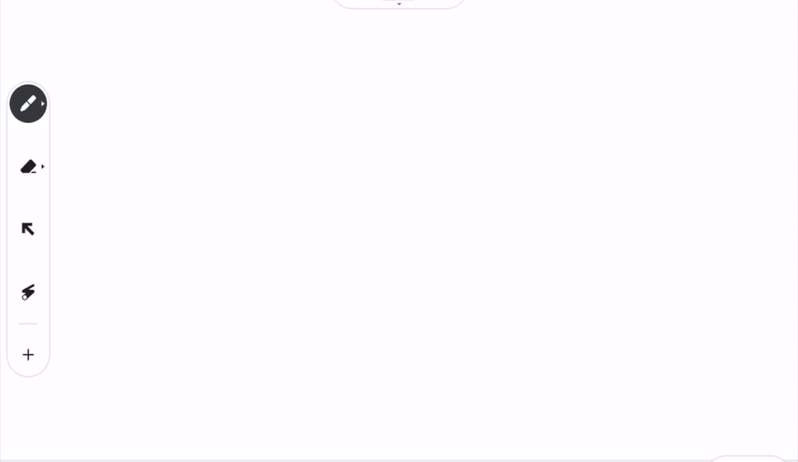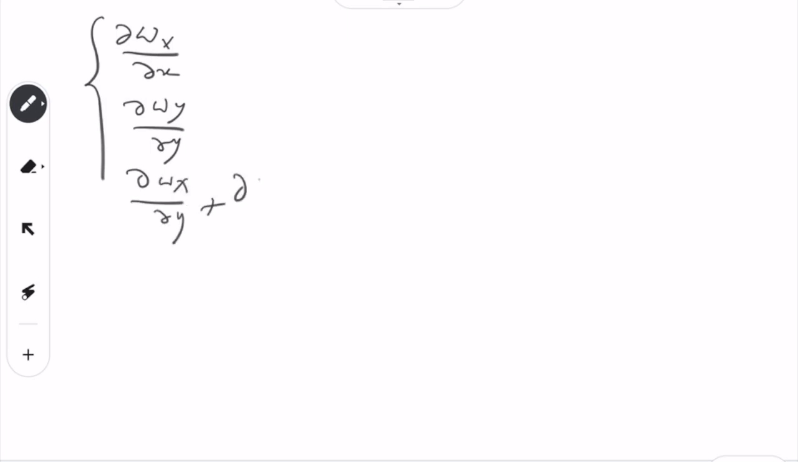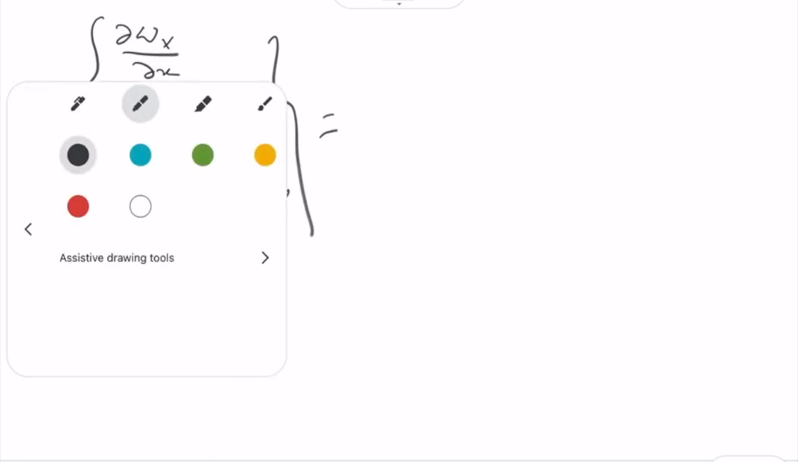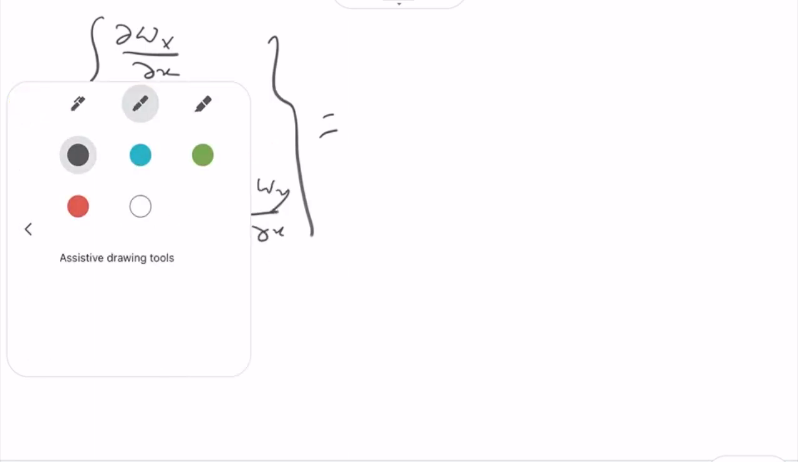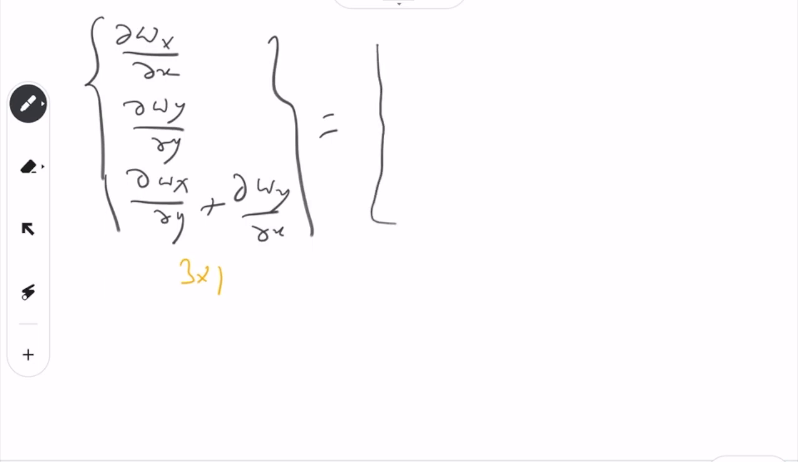So I'm just transposing it and we can write like this. So del wx over del x, del wy over del y, and del wx over del y plus del wy over del x. Yeah, so this is 3 by 1. So we can write this as, first we have 3 by 2, then 2 by 1. So we write something here which is 3 by 2, and then something here which will be 2 by 1. So we will get that.